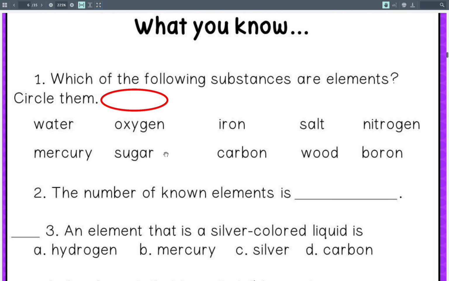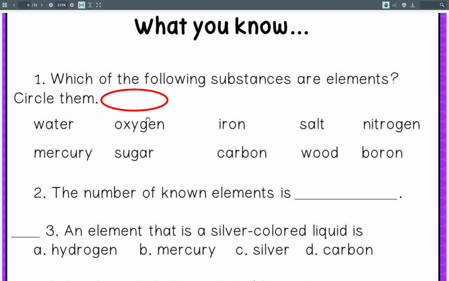After that page, you'll get to an end of the section quiz. You absolutely can go back and look at your slides in order to make sure that you've got the correct answers. So make sure that you are following the prompts and answering the questions. So this first one, which of the following substances or elements? Go ahead and circle them. Again, if you need to go back and look, please do that.